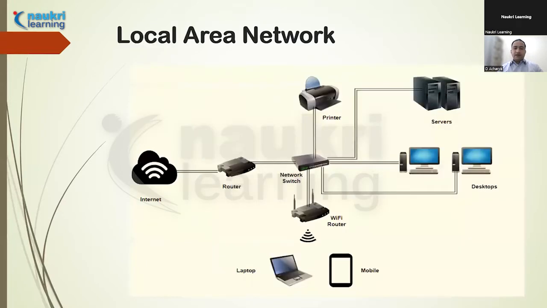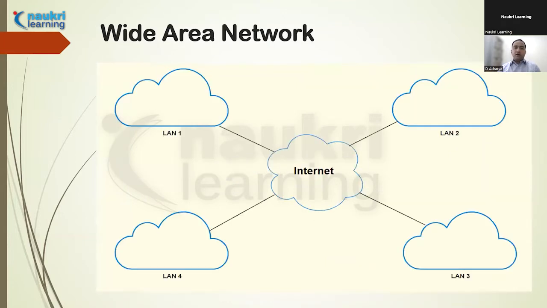On the next slide, we have an example of a local area network. A local area network looks like this, wherein we have various network devices. On the top of the image, you can see a printer, servers, and desktops. Then we have a Wi-Fi router, which helps connect the laptop and mobile phones, which are handheld devices, to the internet. The wired channel goes through a network switch onto the router and over to the internet. So this is an example of a LAN, or local area network.